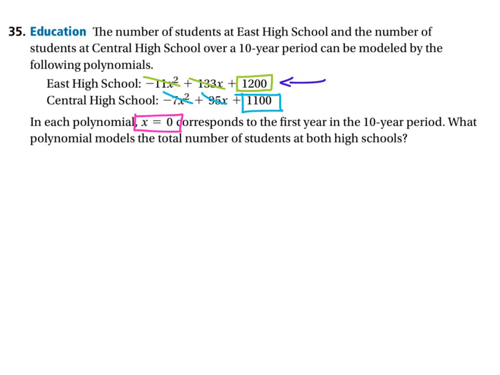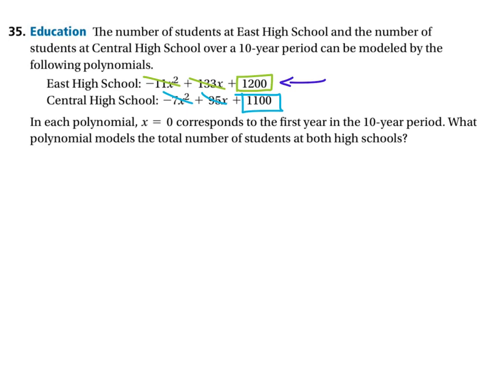And then as you increase by 1, you're plugging 1 into each, where x is everywhere. And for the second year, we're going to plug in a 2, and the year after that, we're going to plug in a 3, etc. Okay? So we don't have to worry about that. But what they're asking is, what polynomial combines both high schools?